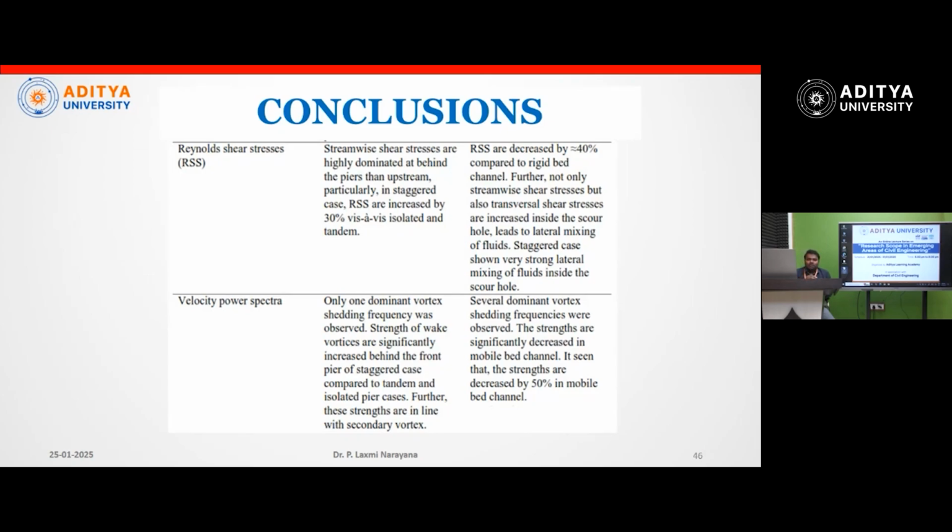On a single stretch, if you construct a bridge upstream or downstream with respect to an existing one, always go only for the tandem case. Don't go for the staggered case. My suggestion to the hydraulic engineer is that if you construct a new bridge, go for tandem alignment. Don't go for staggered arrangement, because a staggered arrangement will lead to more local scour, and it leads to failure of the bridge in due course of time.